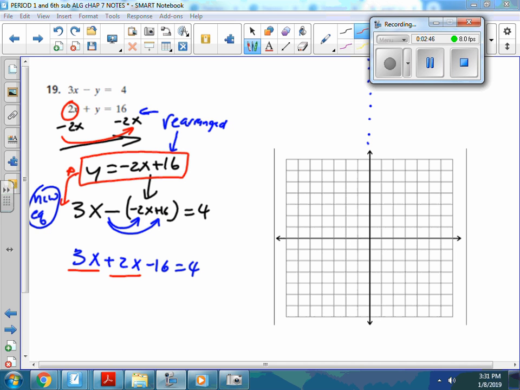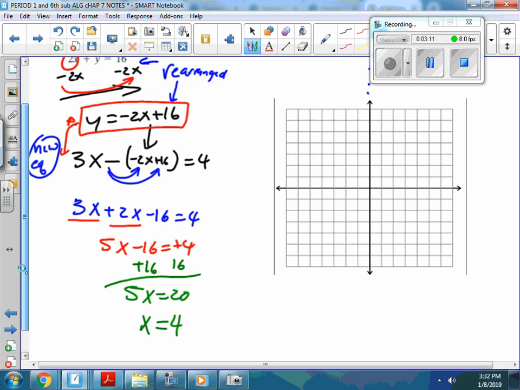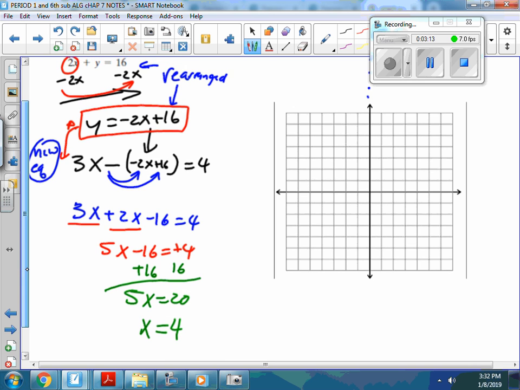3x plus 2x. I'm not crossing the line, so I just make that 5x. The positive 16, I add 16, and I get nice compatible numbers. 5x equals 20. It looks like x is going to equal... 5 times what number is 20? That's 4. Okay, we had to do an extra step here.